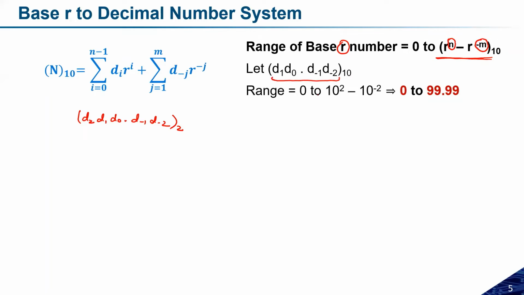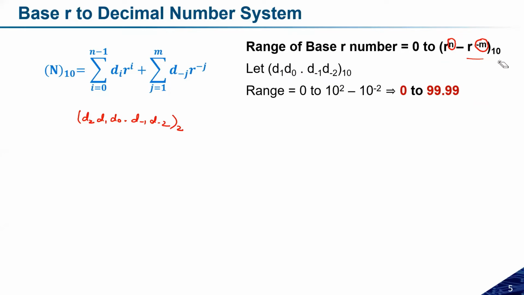Okay, so the range will be like, see here, the total number of digits here is like this value indicates n minus 1, right? So the n will be 2 here. So 10 to the power 2 to 10 to the power minus 2, then you can calculate 0 to 99.99. Okay, so this will be the range. This is how we can calculate the range.